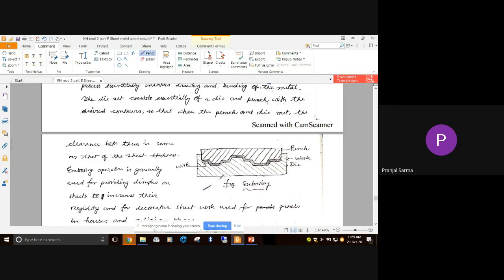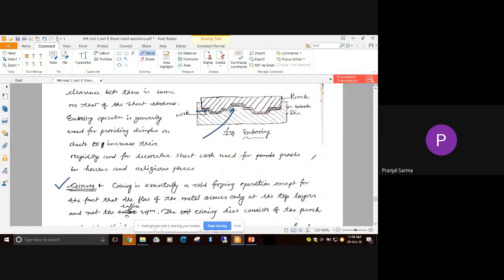Here the embossing has been shown. Basically, you get the raised features from the sheet metal, and the corresponding relief will be on the other side. Once again, the die and punch requirement will be there, and whatever shape you want to make, we have to have that kind of shape, and that is how it is performed.